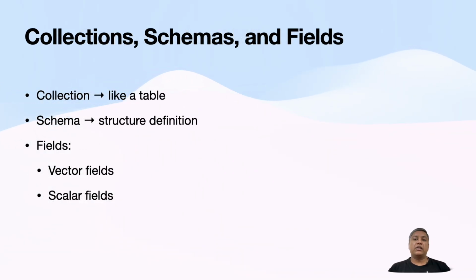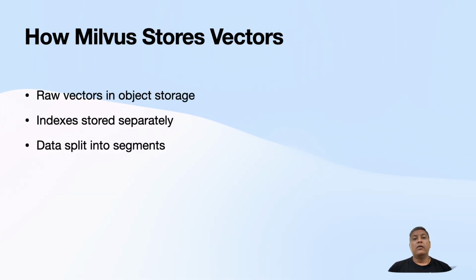If you have used relational databases, this part will feel familiar. A collection is similar to a table. A schema defines what fields exist. The main difference is that vector fields are first-class citizens and not an add-on. Milvus separates raw data from indexes. Raw vectors are stored cheaply, whereas indexes are optimized for fast search. This makes it easy to rebuild or change indexes without touching the original data. It's a very flexible and efficient design.